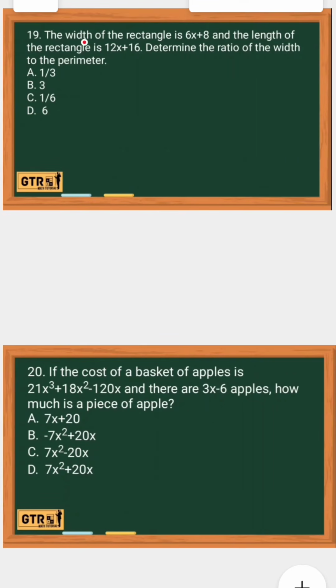Number 19. The width of the rectangle is 6x plus 8 and the length of the rectangle is 12x plus 16. Determine the ratio of the width to the perimeter. Okay, what we are looking for is the ratio of the width, so let's write width over the perimeter. First, let's solve for the perimeter. The given width is equal to 6x plus 8, and the length is equal to 12x plus 16.